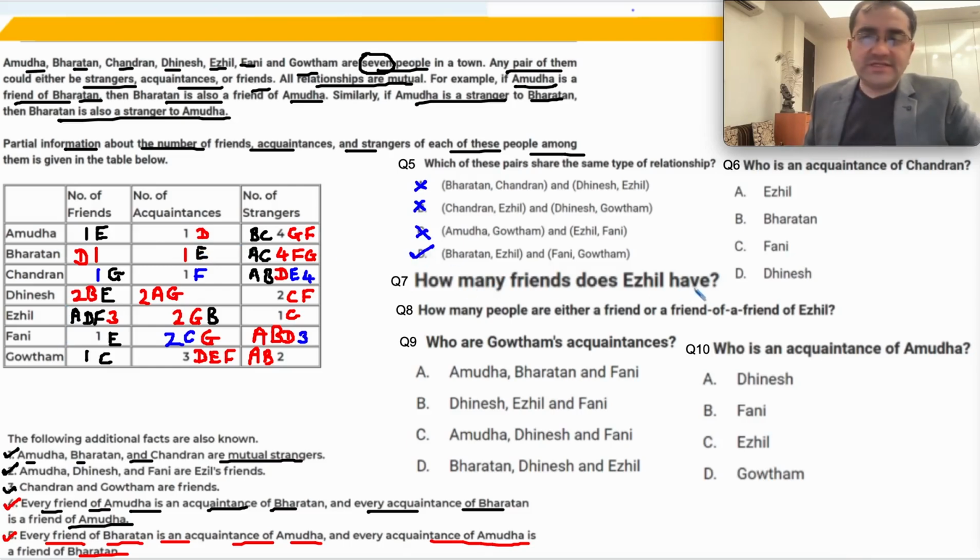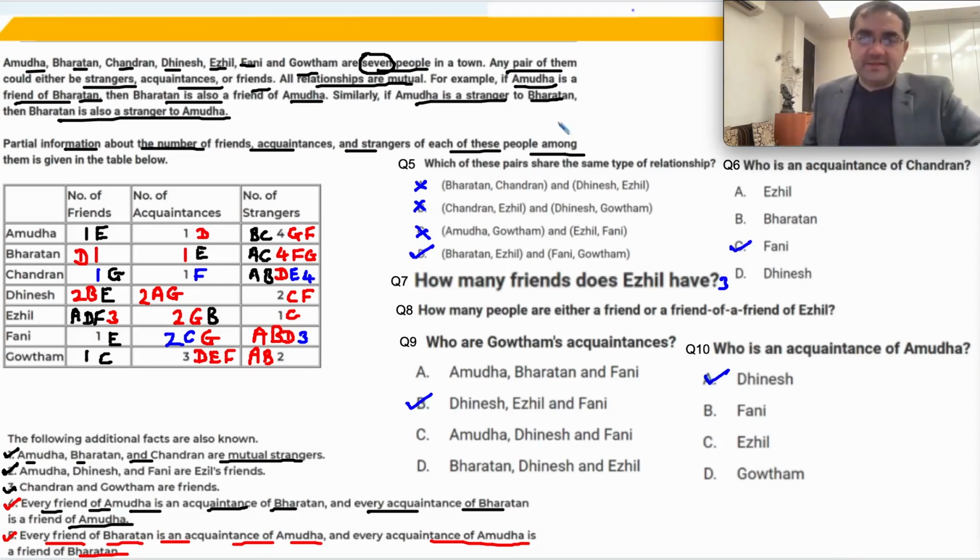How many friends does E have? E has 3 friends. 8th पे आते हैं ज़रा. We'll look at the easy ones. Who are G's acquaintances? G's acquaintances are D, E, F. D, E, F is B part. Who is an acquaintance of C? C का acquaintance is F. Who is an acquaintance of A? A का acquaintance is D.